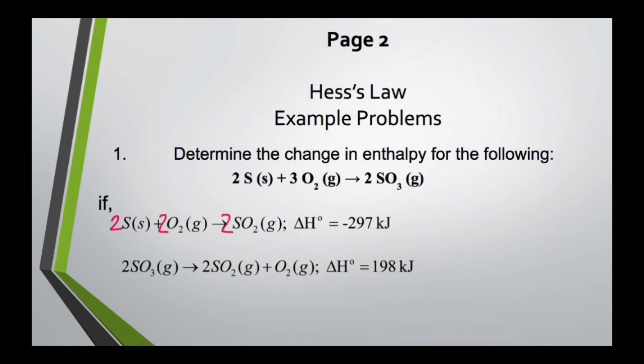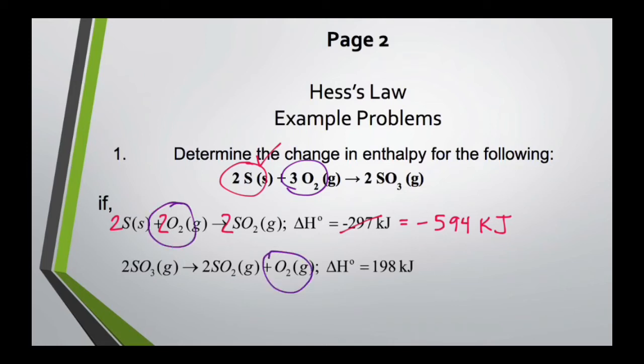Every substance in here gets multiplied by 2, and my delta H value here gets multiplied by 2. So I'm just going to cross that out briefly as I calculate what that times 2 is, making sure to keep that as a negative 594 kilojoules, of course. Now this is checked off. My next substance, 3 O2s.